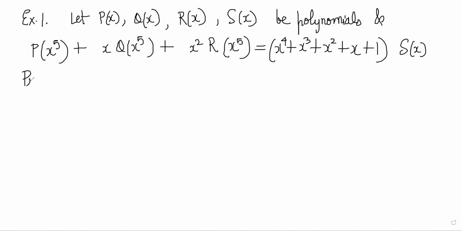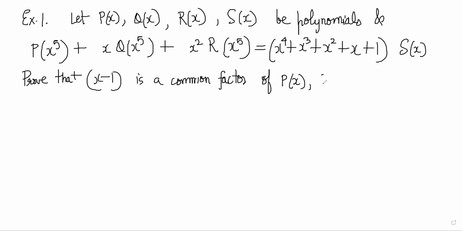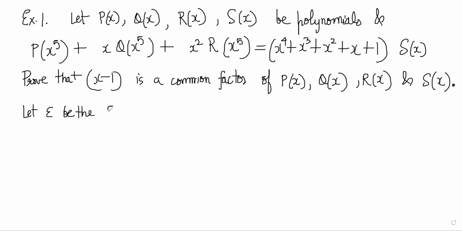We have to prove that x minus 1 is a common factor of P of x, Q of x, R of x, and S of x. That is the question. Obviously, x minus 1 is a common factor means if we can show that P of 1, Q of 1, R of 1, and S of 1 is 0, then we know that x minus 1 is a factor for all of them, right? So here we'll do a nice, creative solution. Let epsilon be the fifth root of 1.